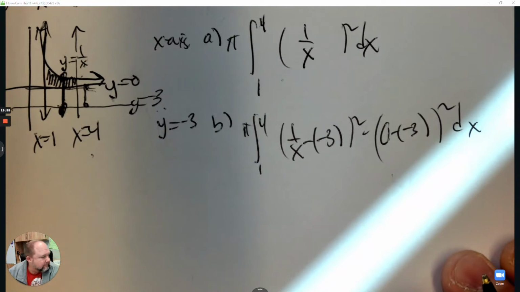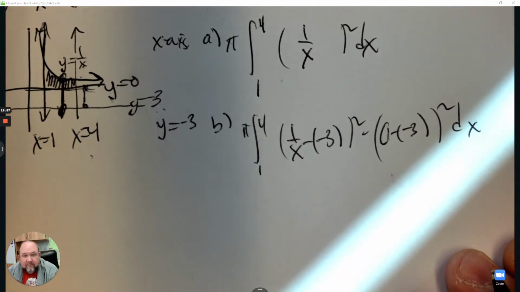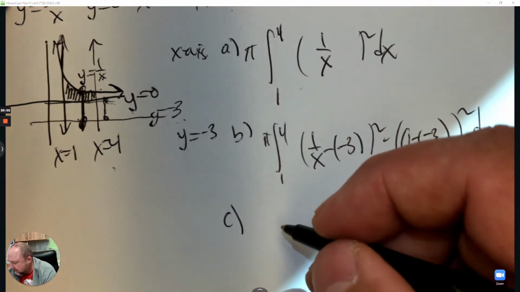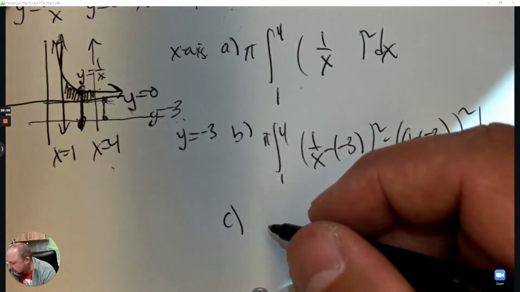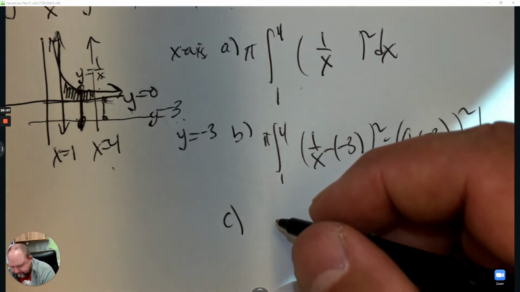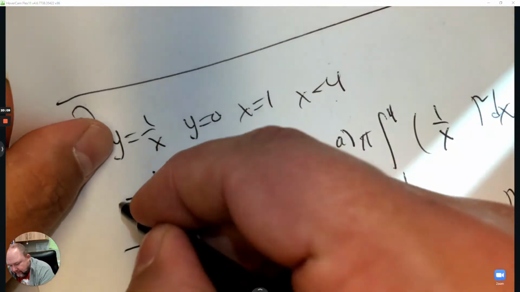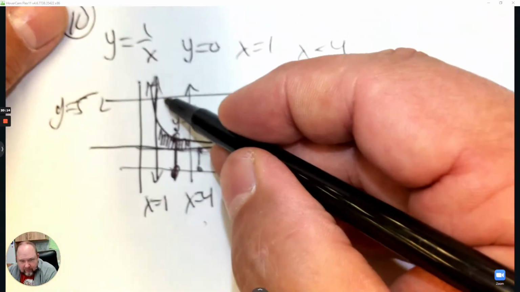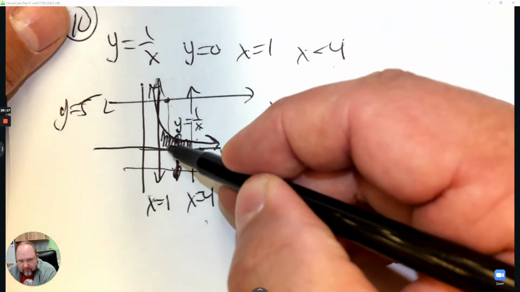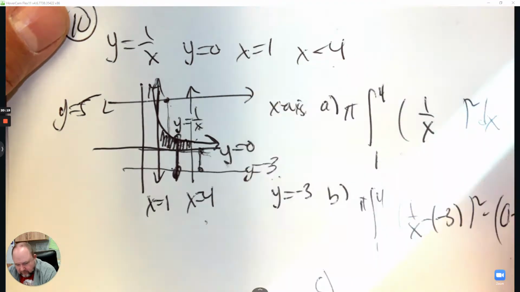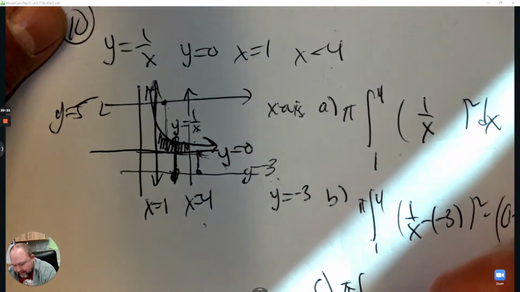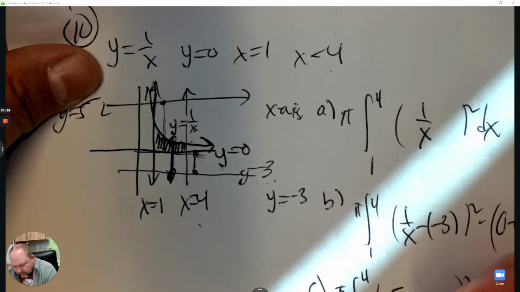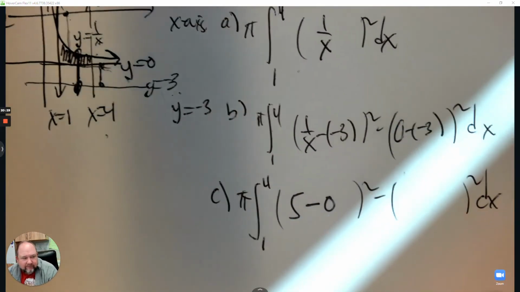Part C says, and I'm sorry my camera keeps fuzzing out in this way, y equals 5. So y equals 5, let's say, is up here somewhere. And so the big radius would start up here, down to the bottom. So that would be 5 subtract 0. There's a gap there, right? So 2 of them. So 5 subtract 0, or just 5.